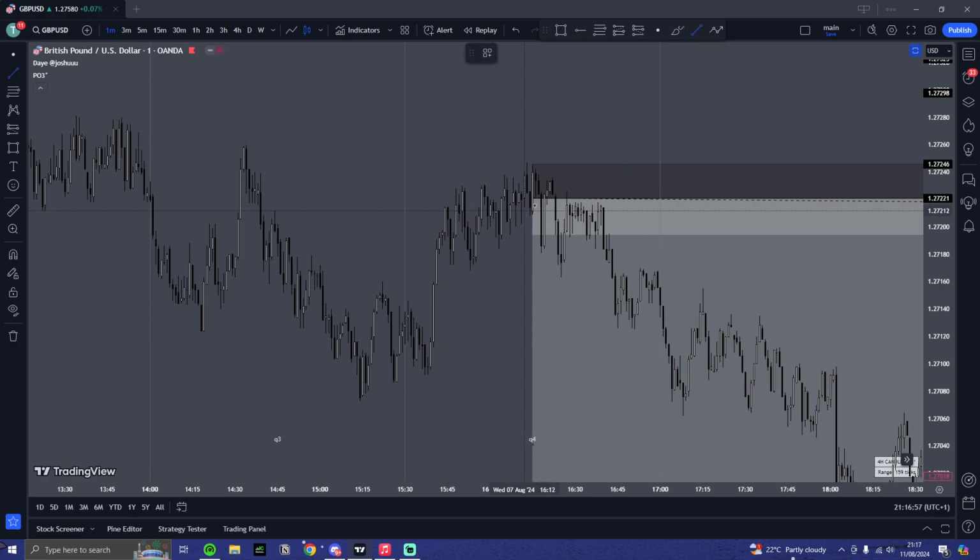So as far as it comes with this SMT here, it was actually quite a precise entry for myself, but the way I viewed it was so. This low here created this most recent high, and we did not get a close above this high whatsoever until this candle right here.